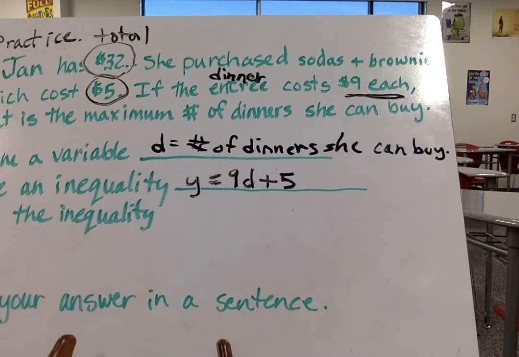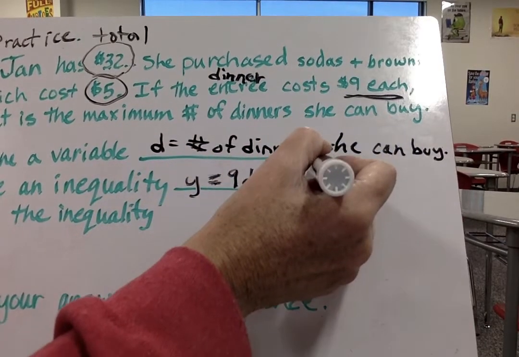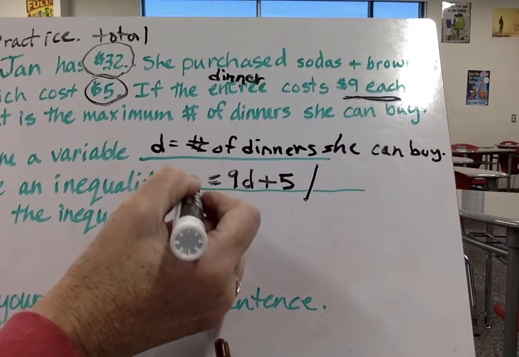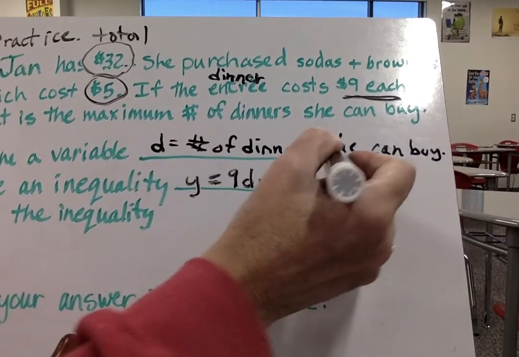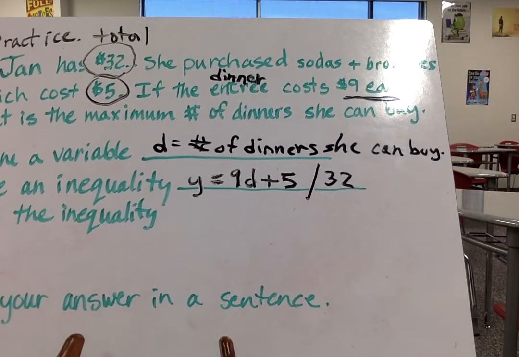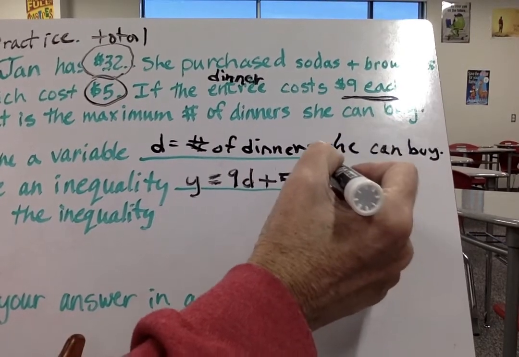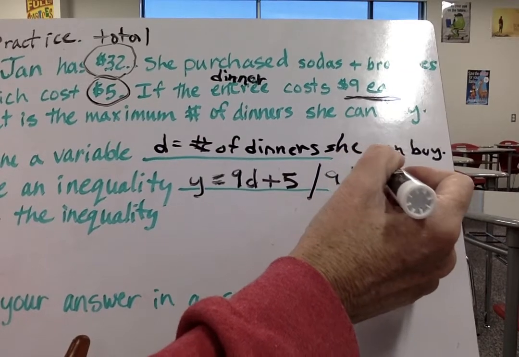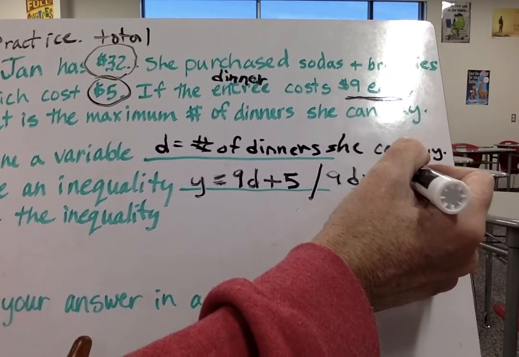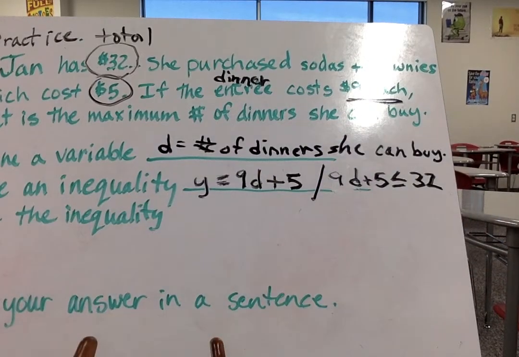So now I wrote an equation. Now I'm going to write the inequality. The total amount is going to be y, so we're going to say $32, and actually I'm going to switch that around a little bit and say 9D plus 5. That total has to be less than or equal to $32, her total. Now we're going to solve to see how many dinners she can buy.